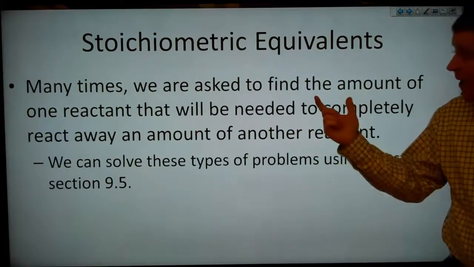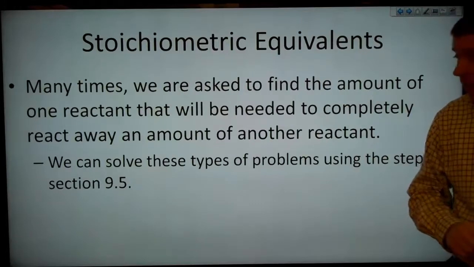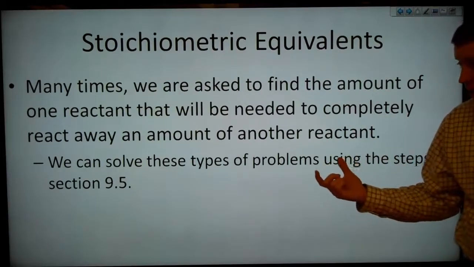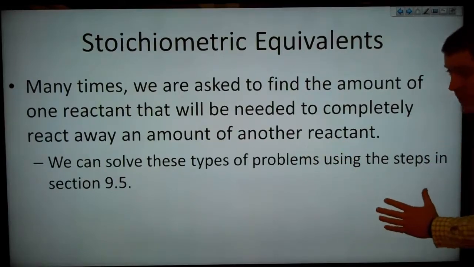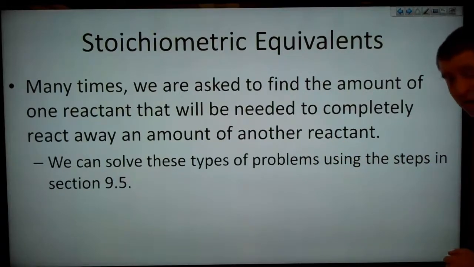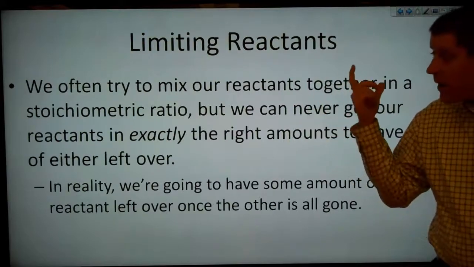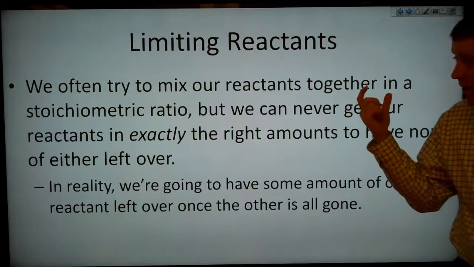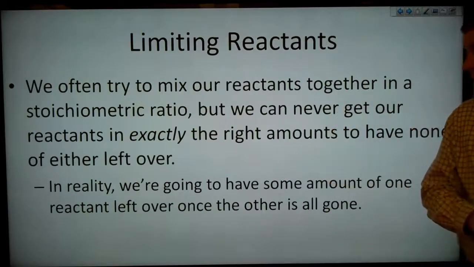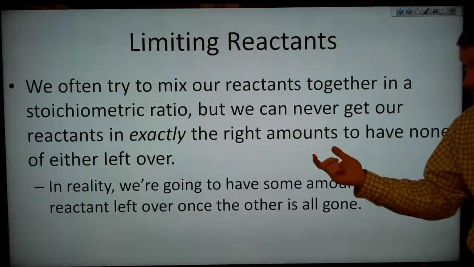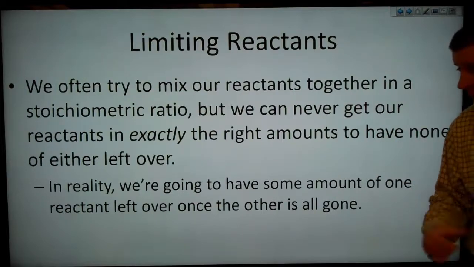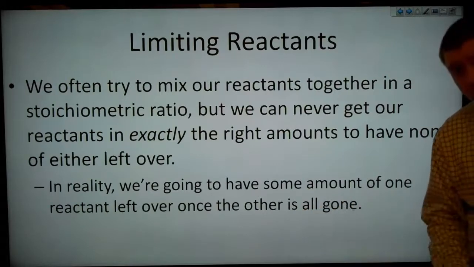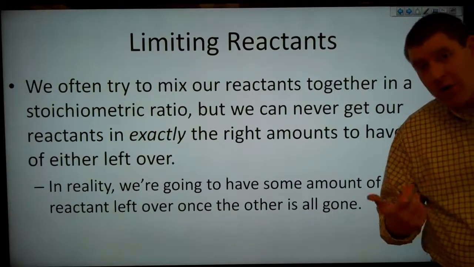Now, many times we're asked to find the amount of one reactant that will be needed to completely react away an amount of another reactant. And we can solve these types of problems using the steps that are outlined in section 9.5. Now, we often try to mix our reactants together in a stoichiometric ratio, but we can never get our reactants in exactly the right amounts to have none of either left over. In reality, we're going to have some amount of one reactant left over once the other is all gone, even if it's a small amount.